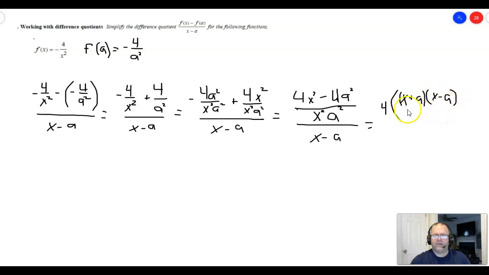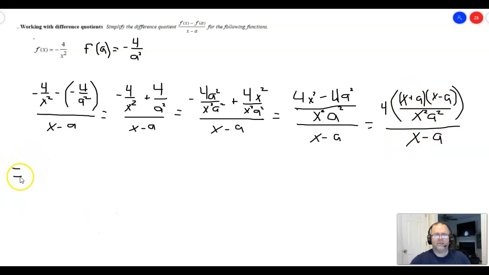All right, and then this is all over x squared a squared. And this is all over x minus a. And notice if I were to multiply this back in, this 4 just goes to that numerator there, so I would get this back. So if you're getting confused, make sure that you can do the reverse process. All right, so I'm here.